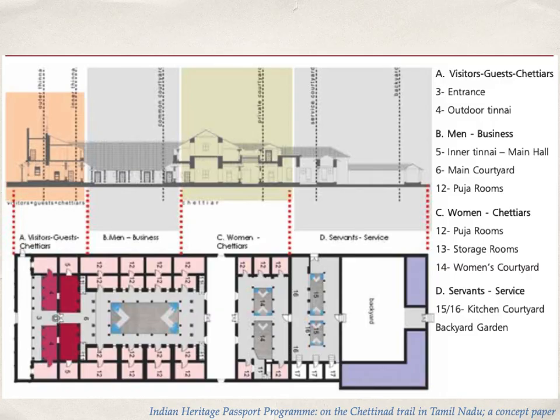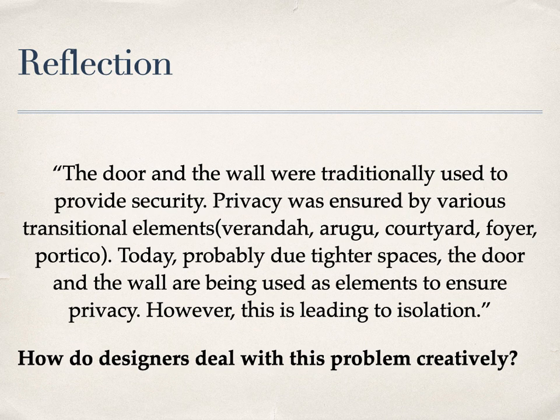So, what does all this mean today? The door and the wall were traditionally used to provide security. Privacy was ensured by various transitional elements like the veranda, arugu, courtyard, foyer, and even portico. Today, probably due to tighter spaces, the door and the wall are being used universally as elements to ensure even privacy. However, this is leading to isolation. How do designers deal with this problem creatively?